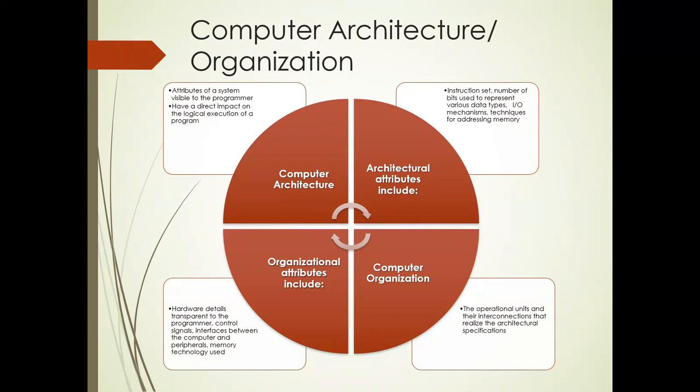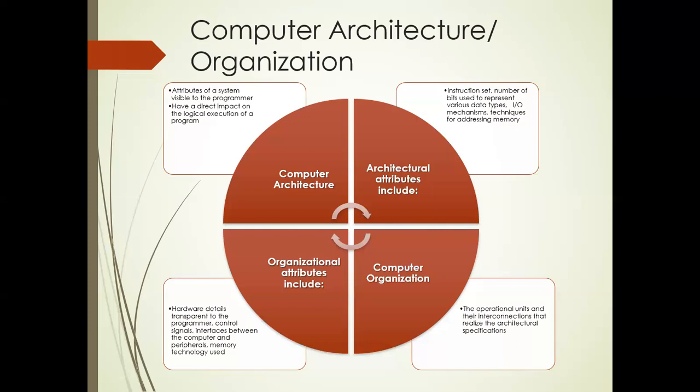For example, it can be the instruction set, or sometimes we refer to it as the instruction set architecture. The number of bits used to represent data types. For example, how many bits are used to represent integers, how many bits are used to represent floating points, etc. The input-output, and techniques to access the memory. So the addressing, the way the memory is addressed. All of these are examples of the computer architecture. The programmer should know those attributes so that he or she can optimize the execution of the program.